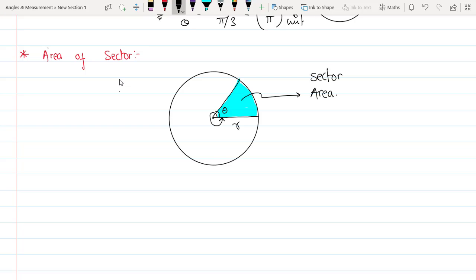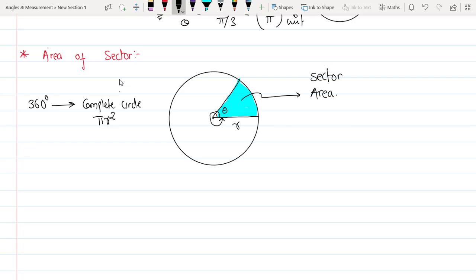If theta is equal to 360 degrees, then what will be the area? The area of the circle. If I have theta equal to 360 degrees, my sector becomes the whole circle, a complete circle. And what is the area of a circle? Pi r square.